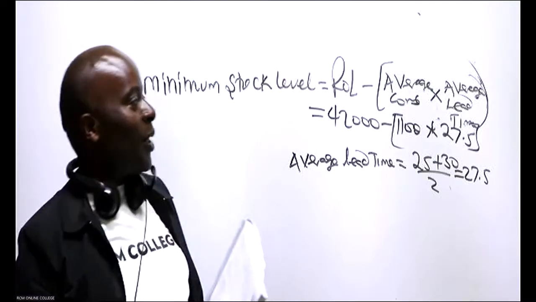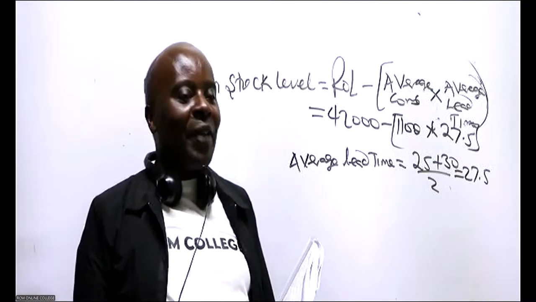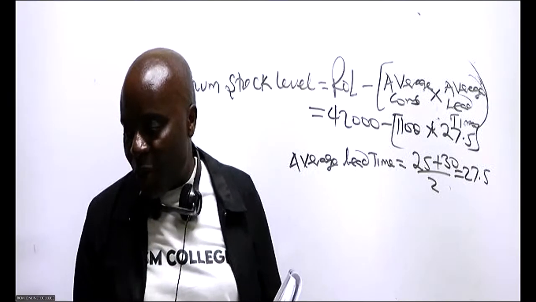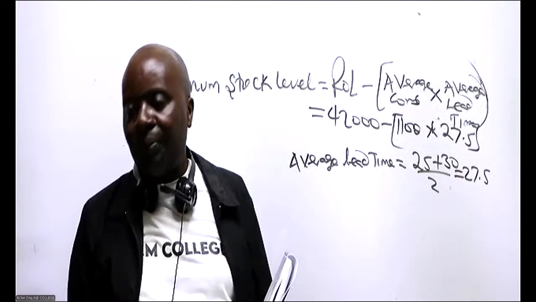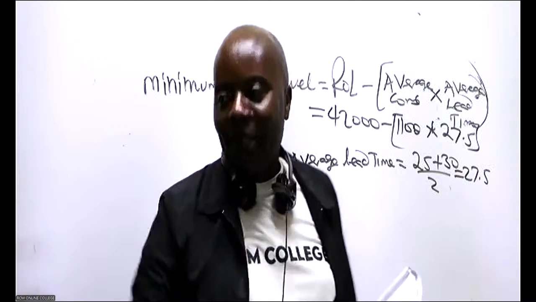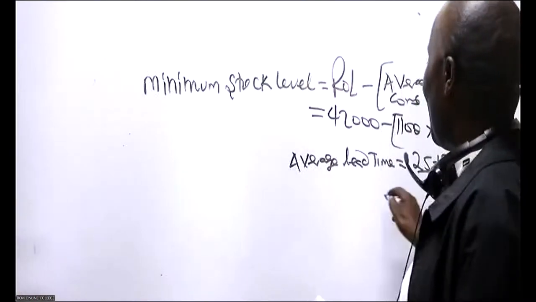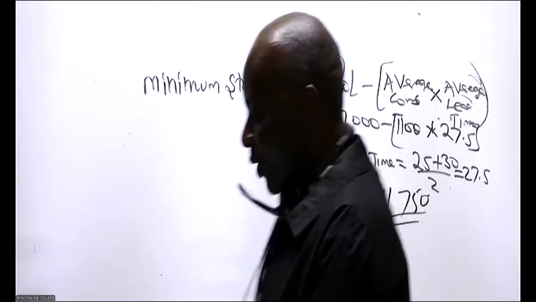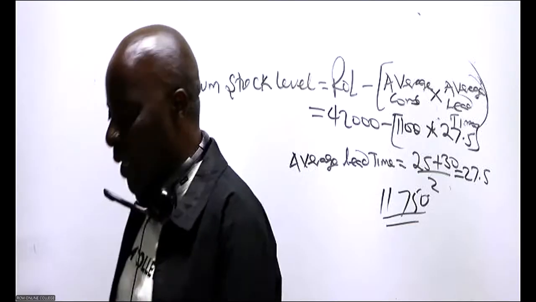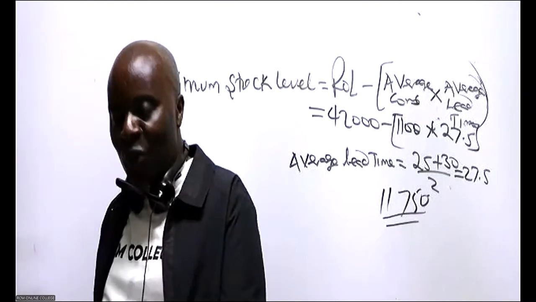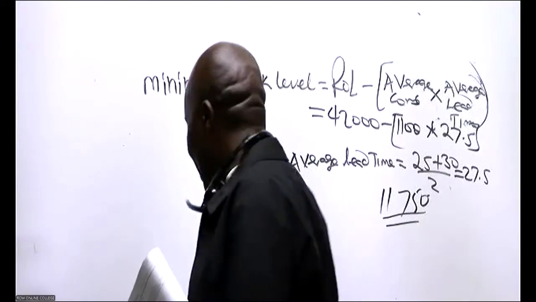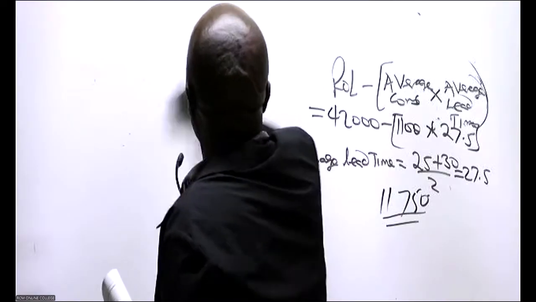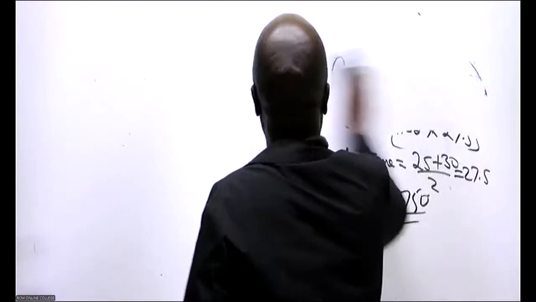So 42,000 minus open brackets 1,100 times 27.5, close brackets, and then you tell us what is our minimum stock level. 11,750, isn't it? And then lastly, they want us to do the very simplest, which is averaging. So average stock level, you'll take minimum plus maximum divided by 2.